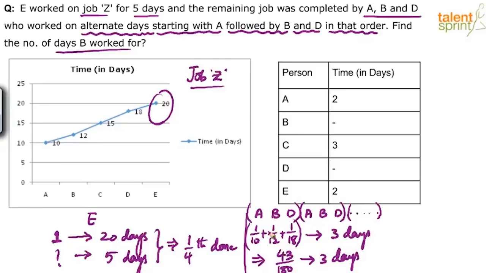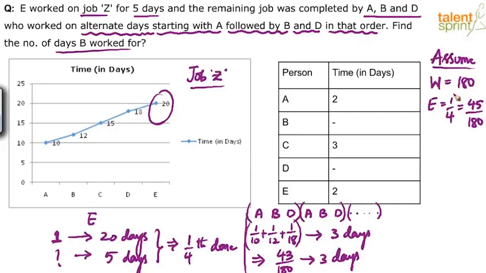Let's assume that the total work is 180 units. We started with 1 unit, but assuming total work as 180 units is going to make it simple. So the total work W is equal to 180. E has done 1/4, which is equal to 45 out of 180. Out of 180 units, 1/4 is done, which means 45 out of 180 is done.